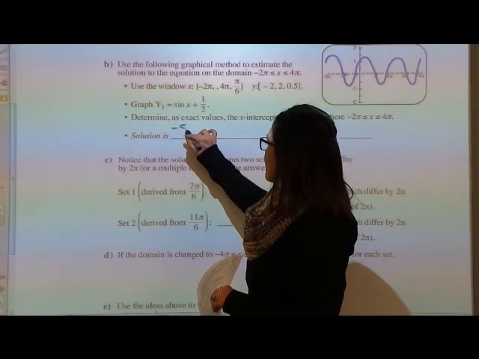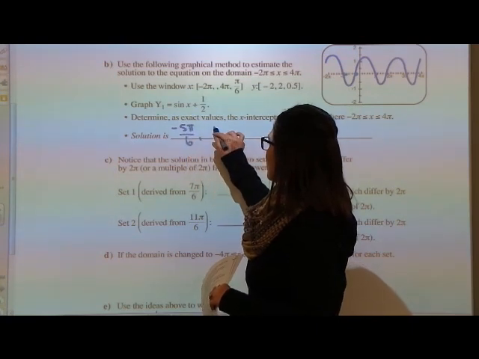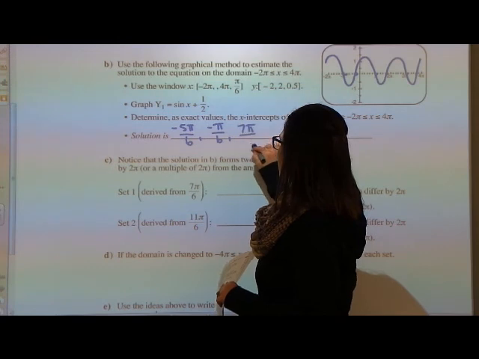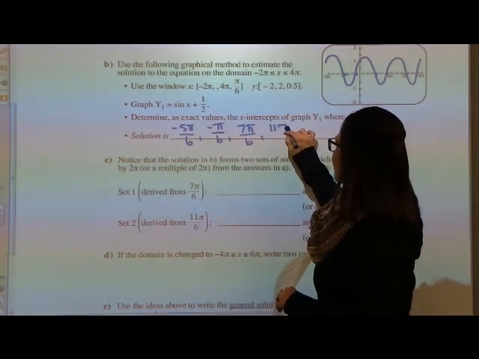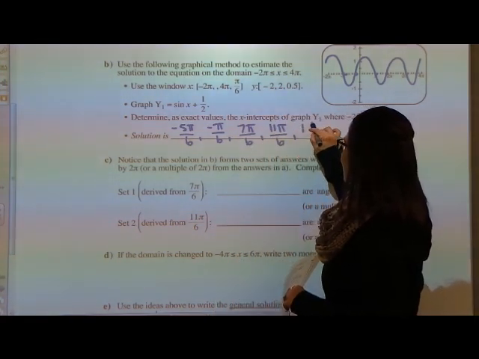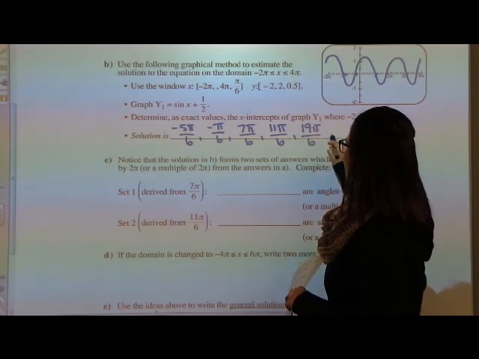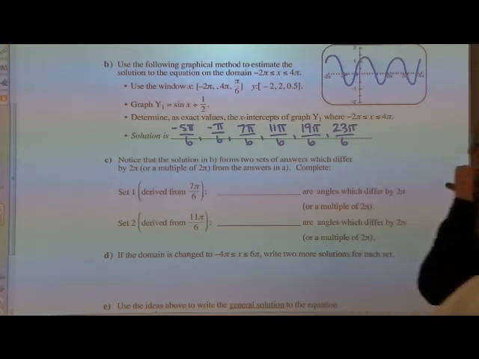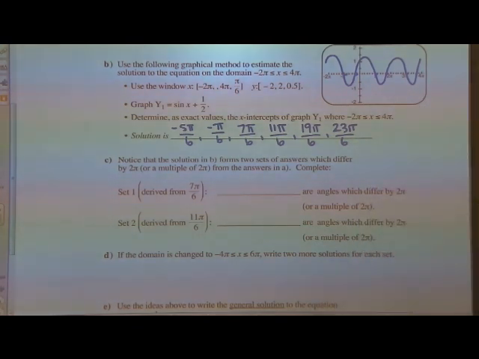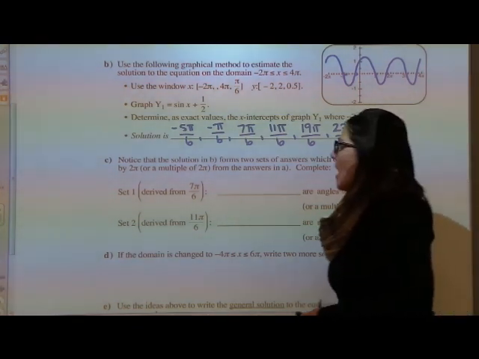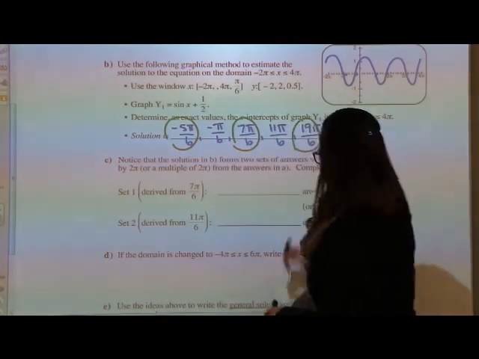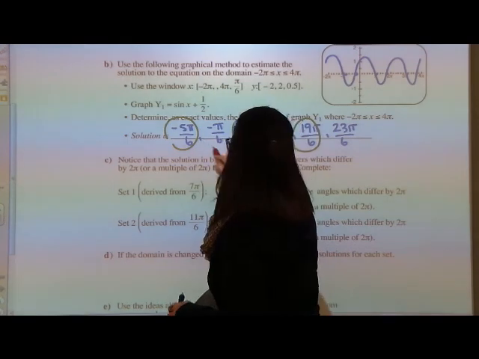Negative 5 pi over 6. Negative pi over 6. 7 pi over 6. 11 pi over 6. 19 pi over 6. And 23 pi over 6. Okay. Now, what you'll notice is that I have two sets of answers. I have this first set, and then I have this second set.